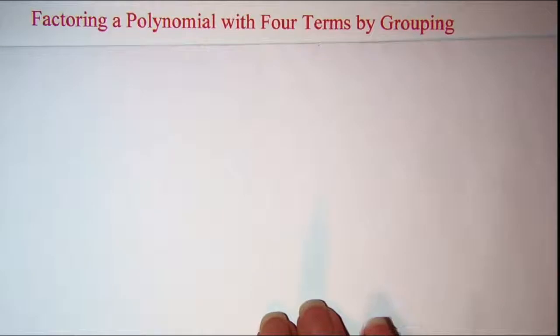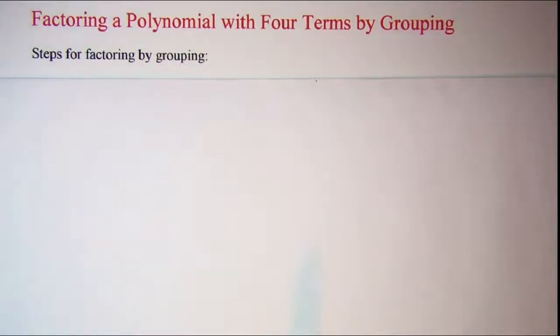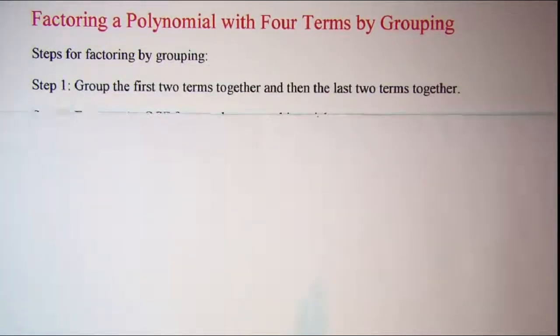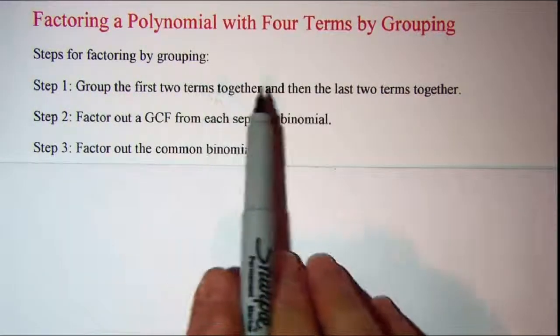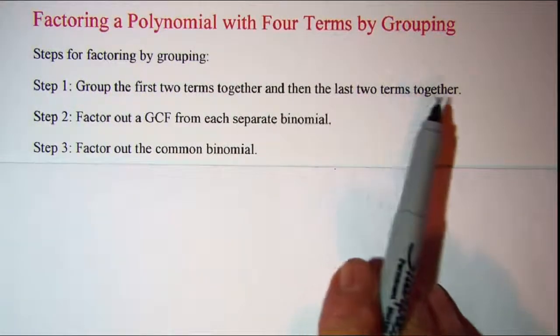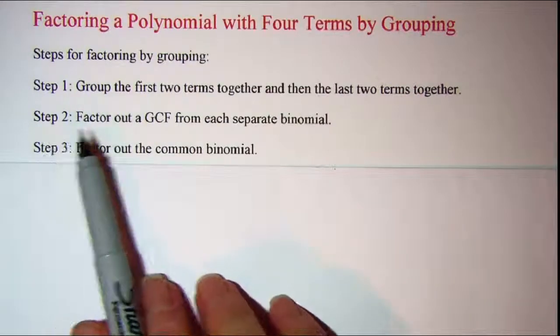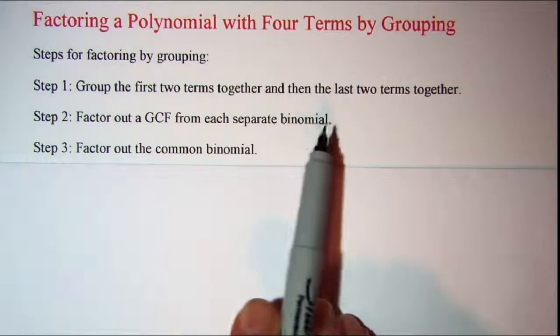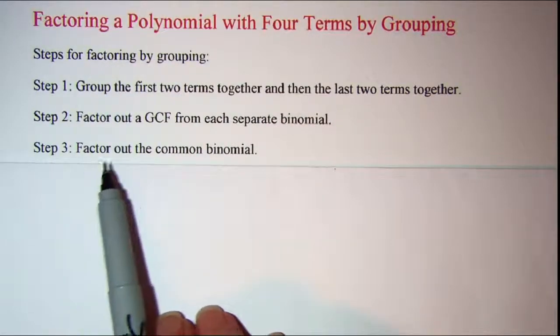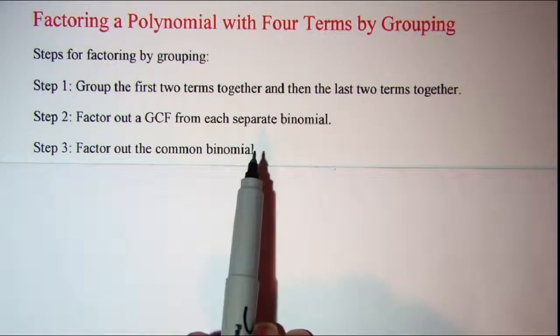In this video, we'll be factoring a polynomial with 4 terms by grouping. The steps for factoring by grouping are: Step 1, group the first 2 terms together and then the last 2 terms together. Step 2, factor out a greatest common factor from each separate binomial. And Step 3, factor out the common binomial.